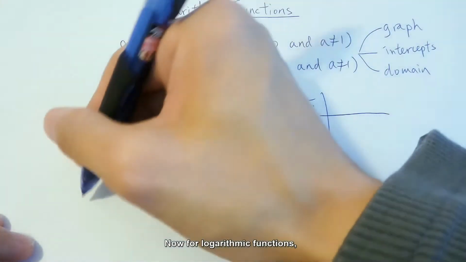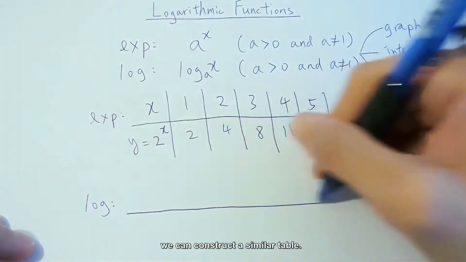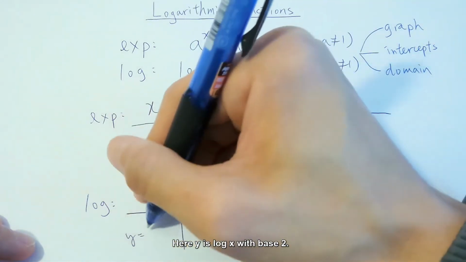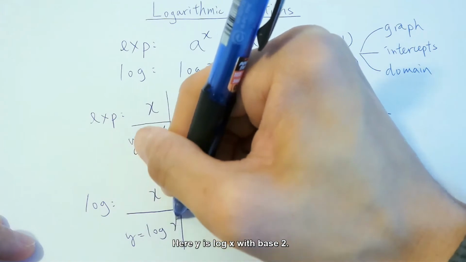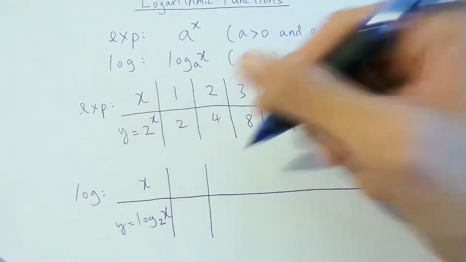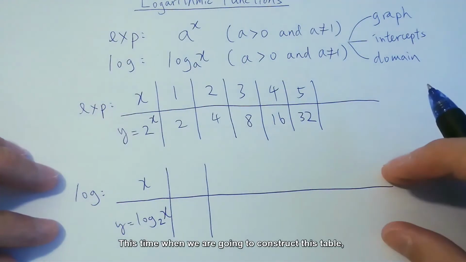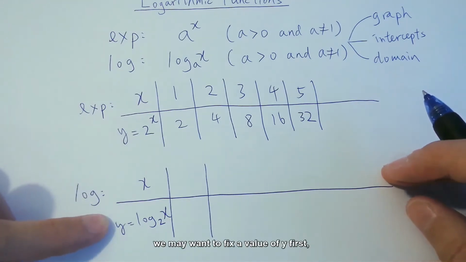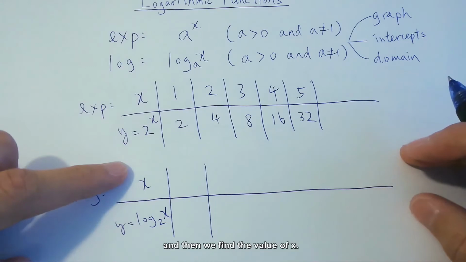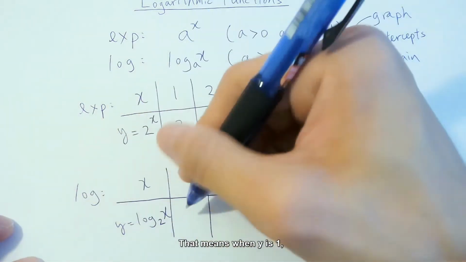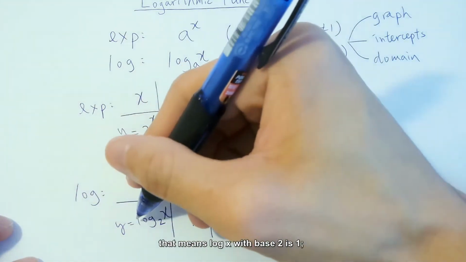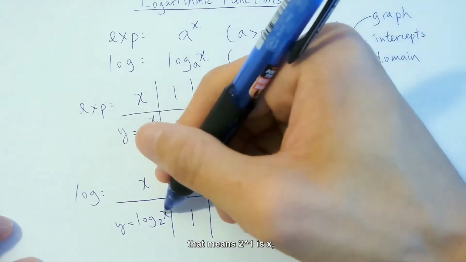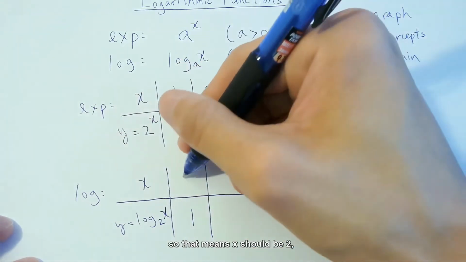Now for logarithmic functions, we can construct a similar table. Here y is the logarithm of x with base 2. This time, when we're going to construct this table, we may want to fix a value of y first, and then we find out the value of x. That means when y is 1, that means the logarithm of x with base 2 is 1. That means 2 to the power 1 is x. So that means x should be 2.